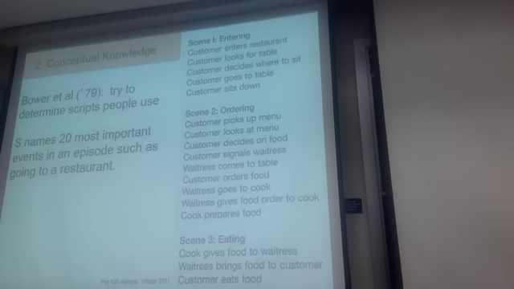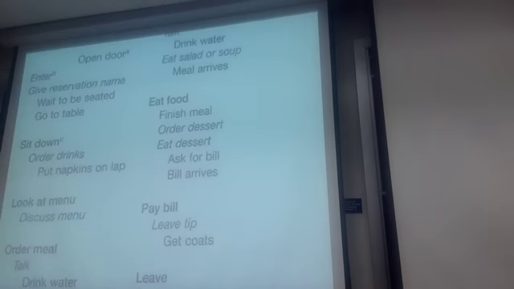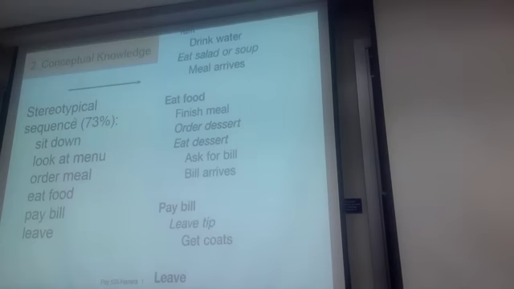They had the subjects name the 20 most important events that happened in episodes of just going to the restaurant. Agreement wasn't totally the same. People had slightly different ways of ordering these things, and this is just two people's different versions. But the point is that on the whole, 73% of people had the same stereotypical sequence where you sit down, you look at a menu, you order your meal, you eat your food, you pay your bill, you leave. So we're all organizing things in the same way. We're following a script here.